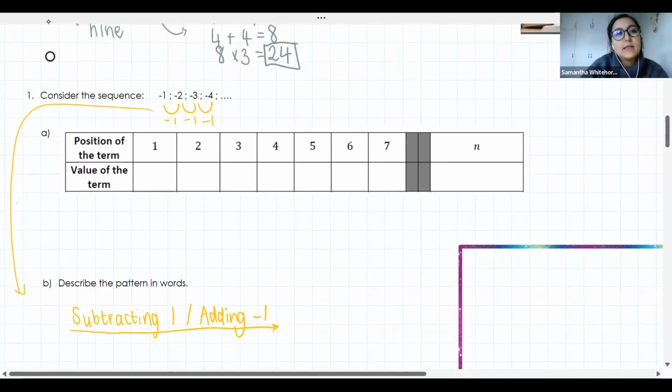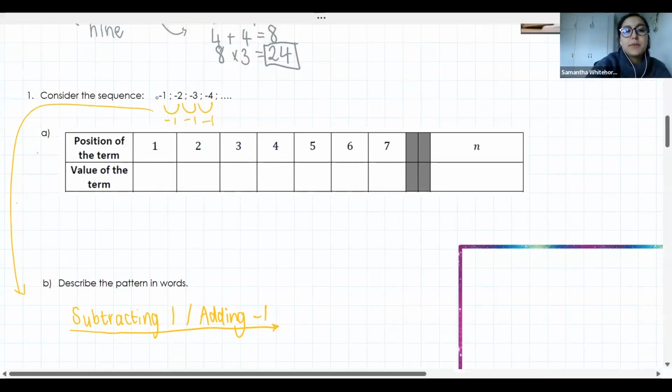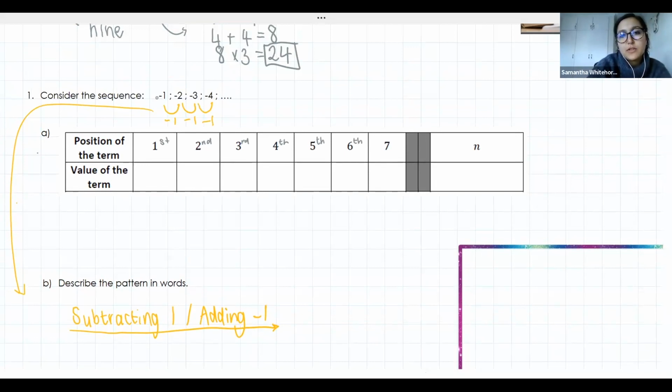So if we now look at our table, we have got 2 rows to this table. Our first row is the position of the term. So is it the first term, the second term, the third term, etc. And then we've been told we want the value of the term. Now, if you think about what that means, it's asking you what is the value of the first term. Well, if we look at our sequence, the first term is -1. The value of the second term is -2. And so we can fill in our table according to the pattern that we have.